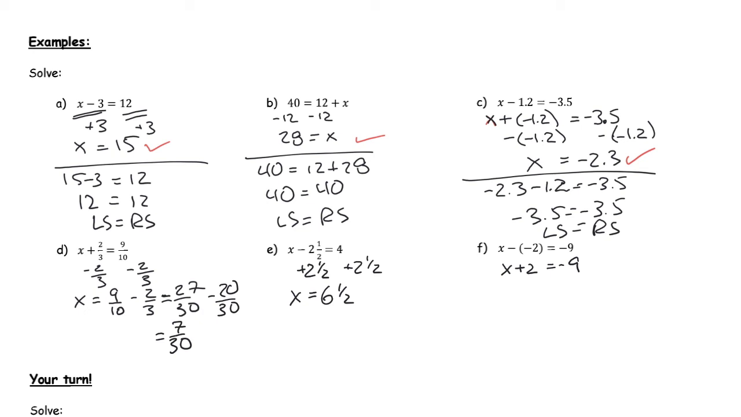So again, this is a balanced statement. For me to get the x by itself, I need to move the 2 out of the way. I need to do the opposite of that, and I do that to both sides. And then negative 9 minus 2 is going to end up being negative 11.